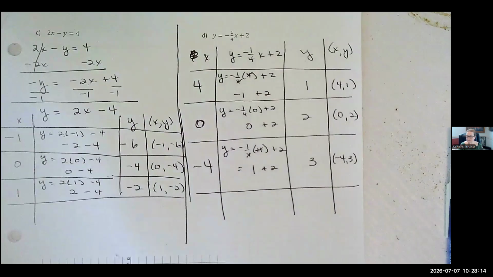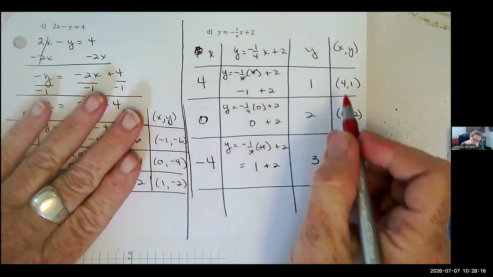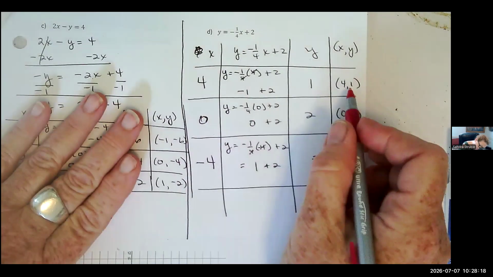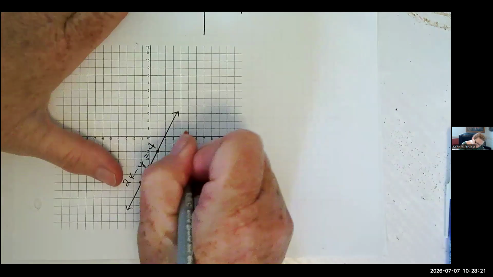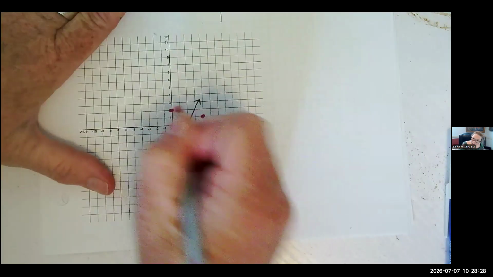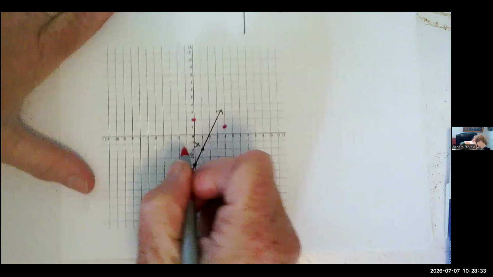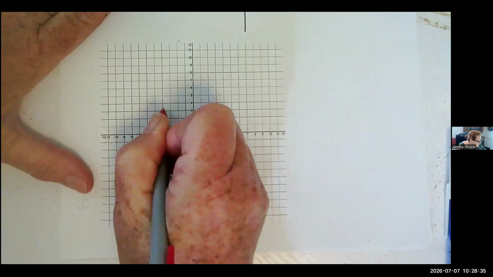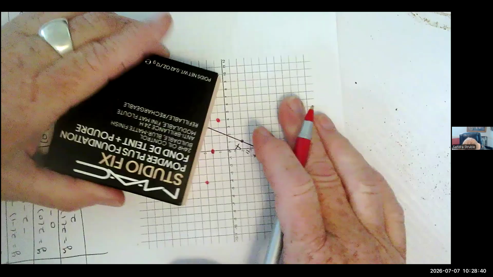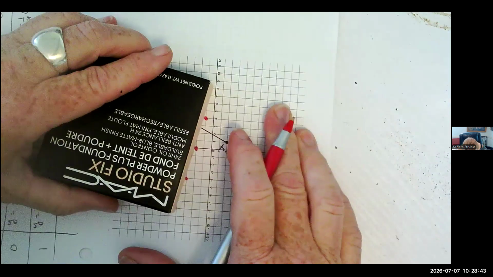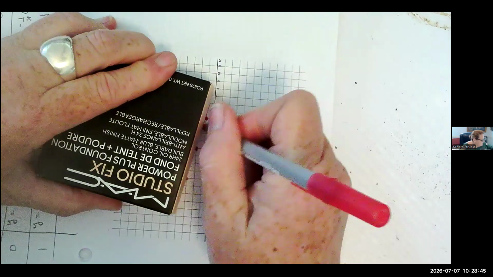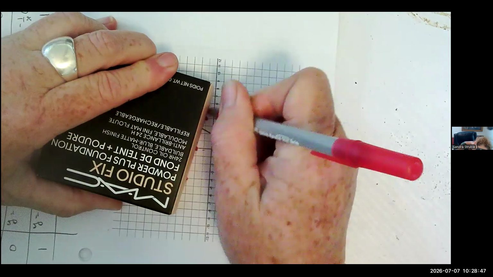First one's going to be positive 4, positive 1. So right 4, up 1. Then (0, 2): I'm not going left or right, I'm just going up 2, placing my point. And then (negative 4, 3) means left 4, up 3. Place that point. Draw your line. It's about as good as I'm going to get it. All right, draw my arrows.